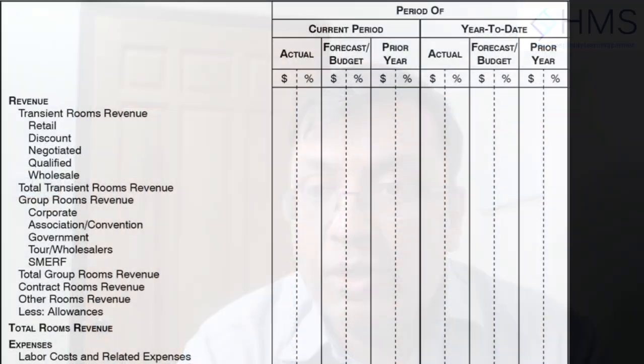Now in this video, in this section, we are going to talk about the rooms department. First we will be talking about the profit and loss statement of the rooms department, and then also the associated statistics that go with the rooms department profit and loss statement. So first, let us look at the prescribed profit and loss statement format, which is prescribed by USALI.